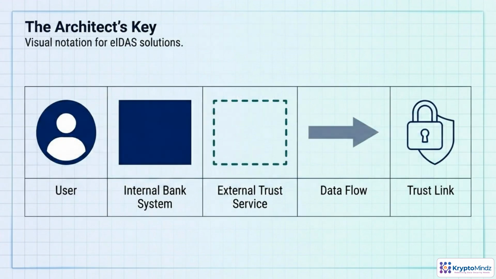When you draft your first architecture diagram, think in terms of just a few actors and flows. A customer interacts with the bank's front end, which talks to internal systems and a couple of key external services: identity proofing, eIDAS identities, and qualified signatures. Each box is a system. Each solid arrow a main data flow like identity attributes or signed PDFs. Keep labels simple and business-friendly so everyone can follow the story.